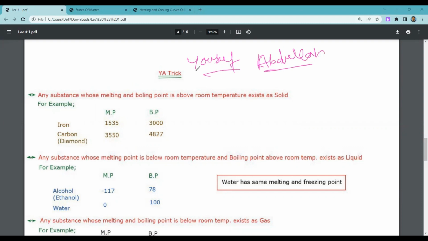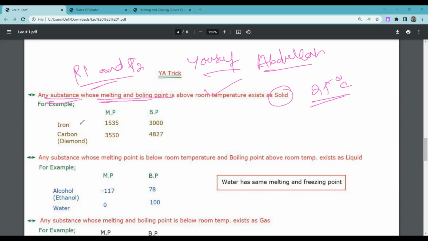Now, what is this trick? Any substance, this will help you in answering both in P1 exams and also in P2. We will discuss these things. Any substance whose melting and boiling point is above room temperature will exist as a solid. What is room temperature? It is 25 degrees centigrade.